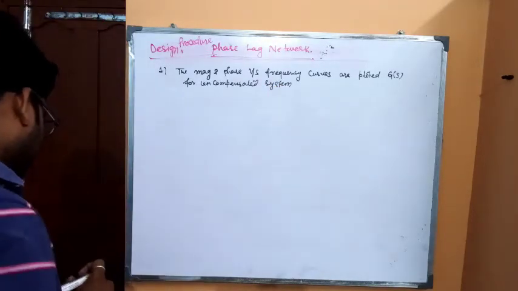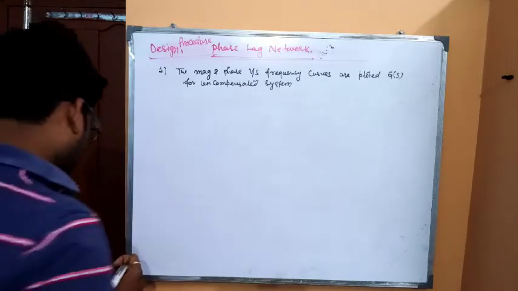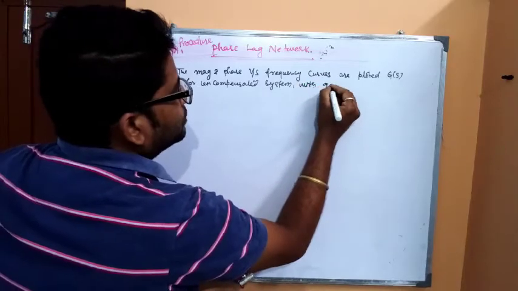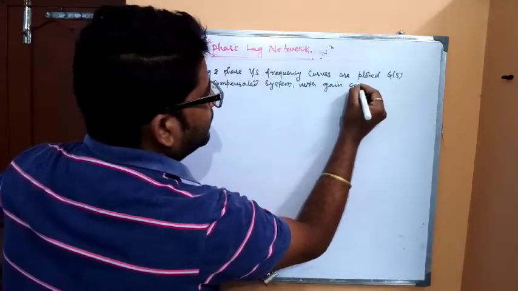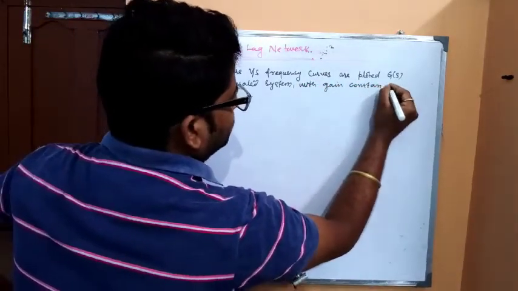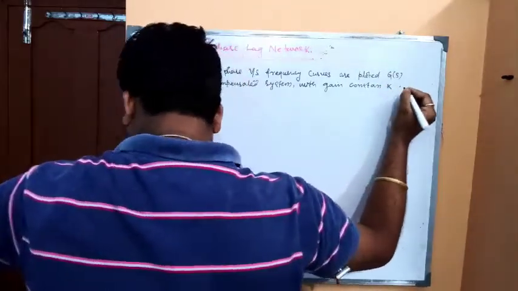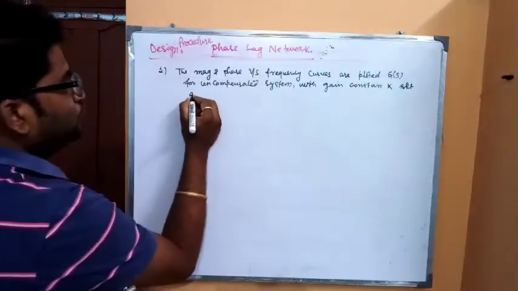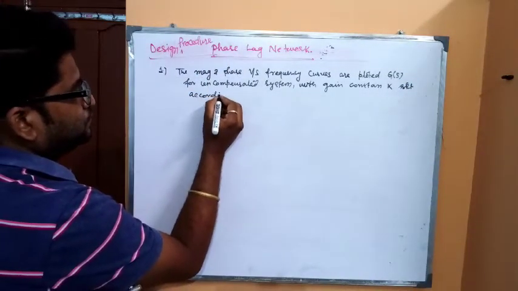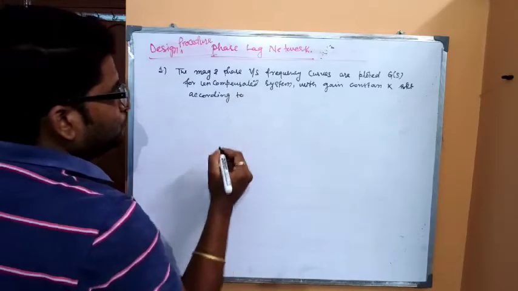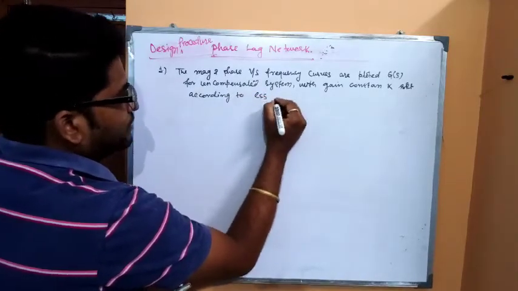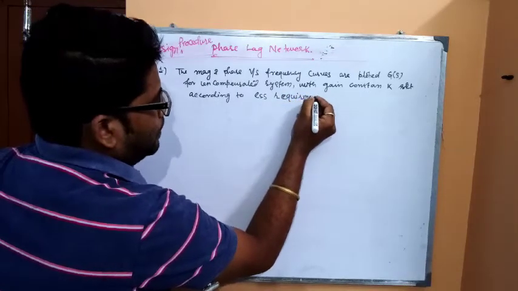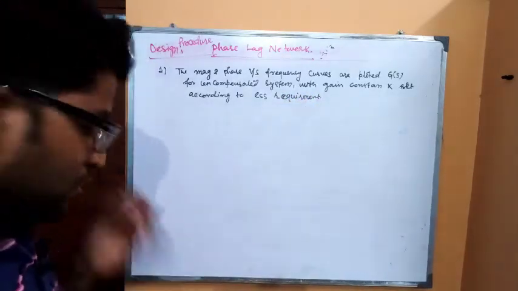with gain constant K set according to the ESS requirement, that is the steady state error requirement.